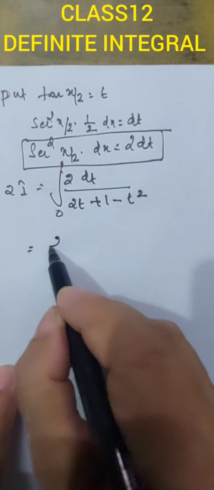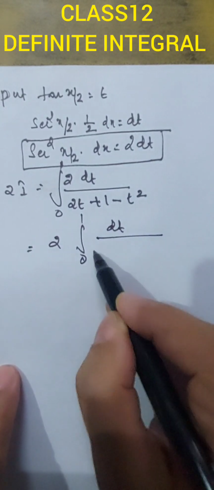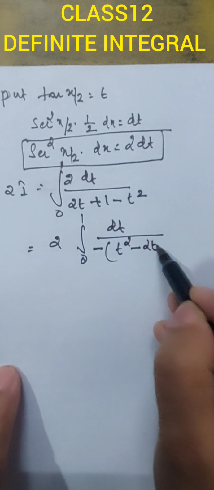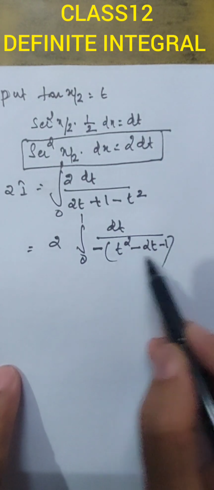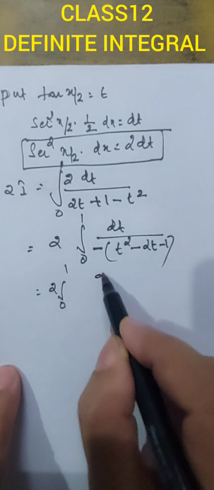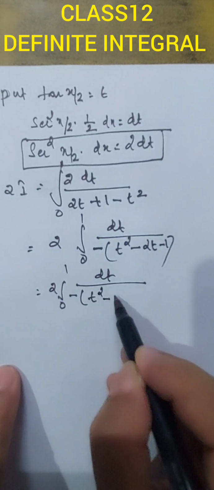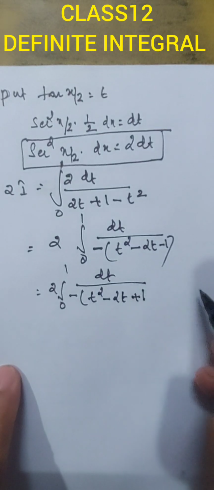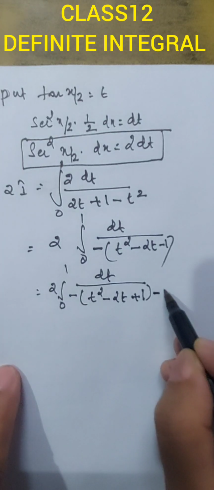It will be 2 outside, integrate 0 to 1 dt divided by, if we take this negative common, it will be t square minus 2t minus 1. Completing the square, make this a perfect square. This is twice integration 0 to 1 dt divided by negative of t square minus 2t plus 1. I am adding 1 here, so I have to subtract 1 also. Minus 1 and this one minus 1 together will be minus 2.